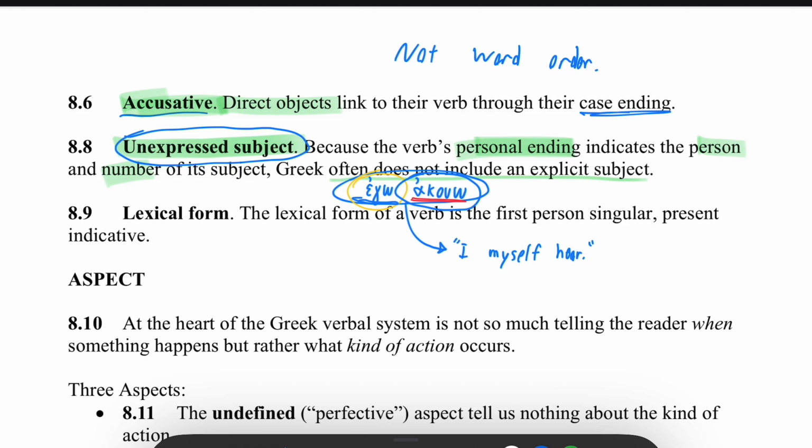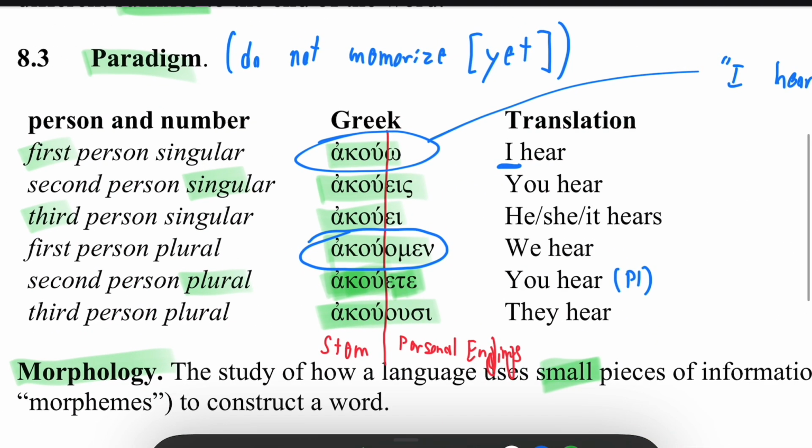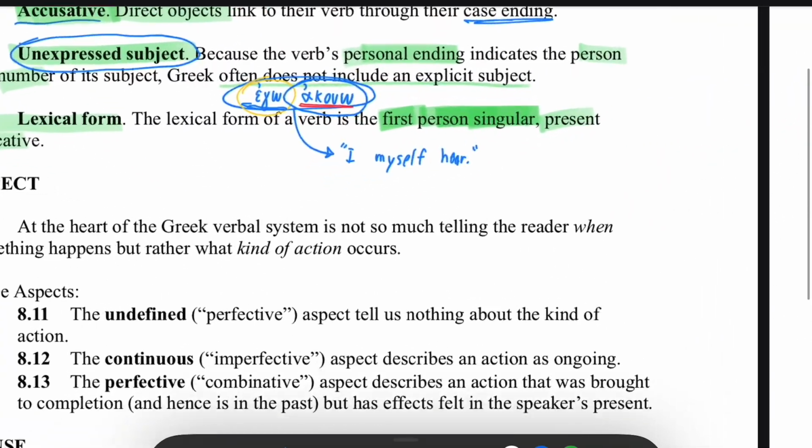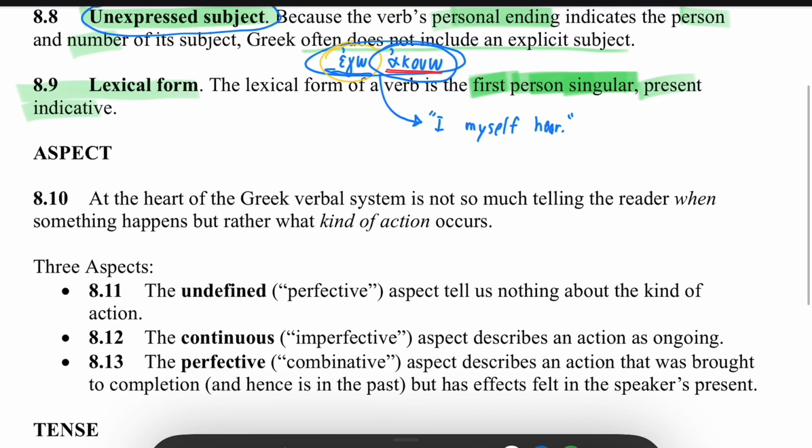Next thing is lexical form, 8.9. The lexical form of a verb is going to be the first person singular present indicative. So again, looking back at our little paradigm over here, if I were to encounter a word like akuete and try to look it up in the lexicon, I wouldn't find it. I'd have to go and see what is the first person singular present indicative. So that's the lexical form.